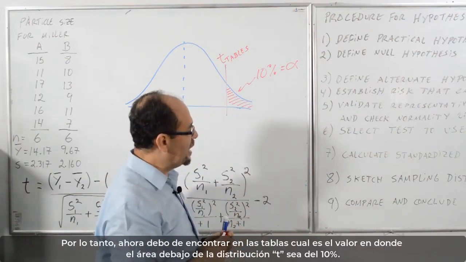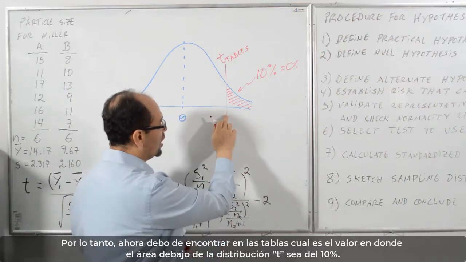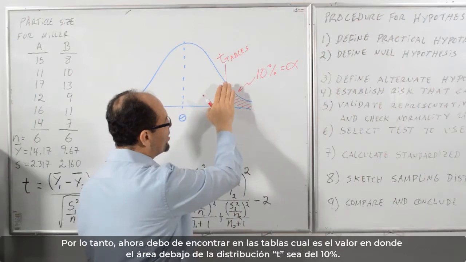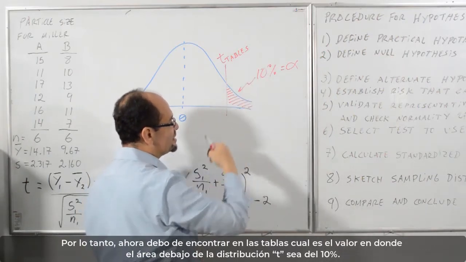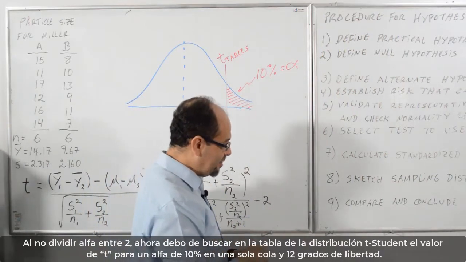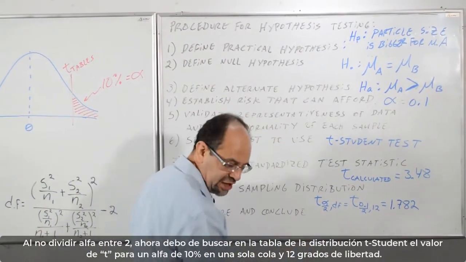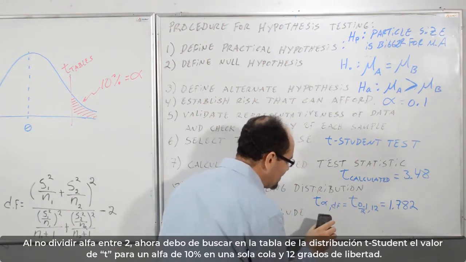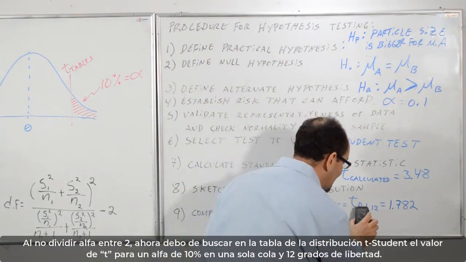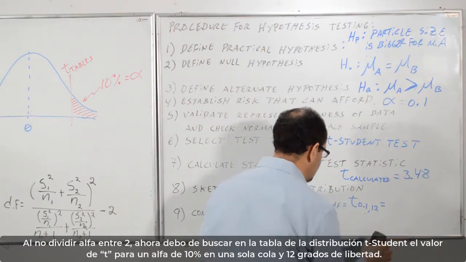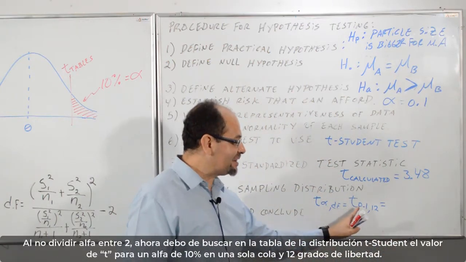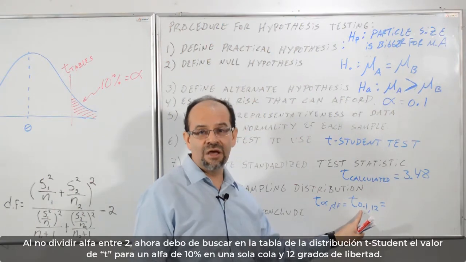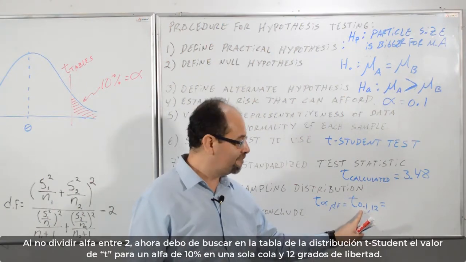Then what I have to do is to identify on tables what is the value where the area below the t-distribution is 10%. Then that means that what will change will be here. What I have to change is this. Instead of alpha divided by 2, it will be just alpha. And then I have to take a look at the table and select all the risk in 10% only in one tail.